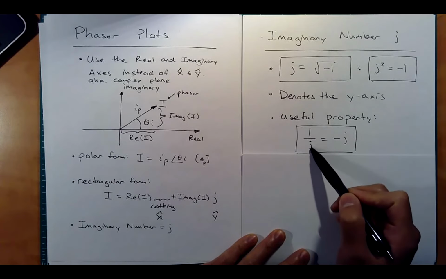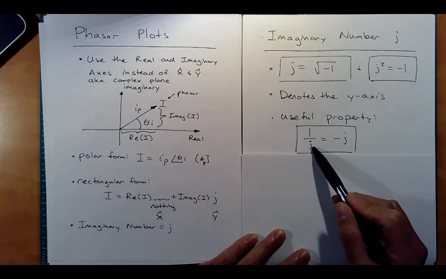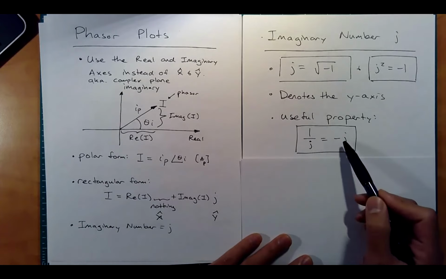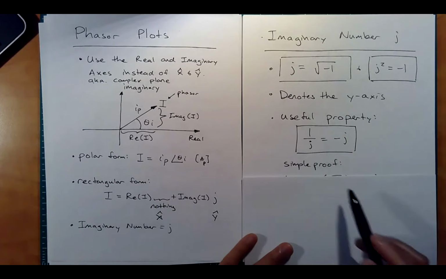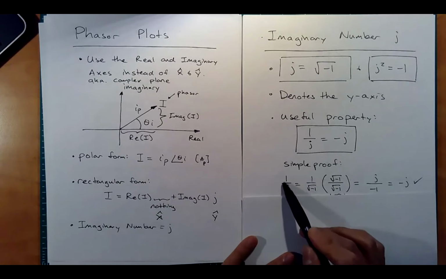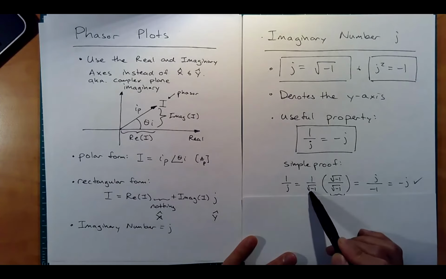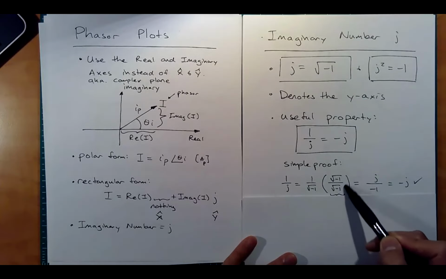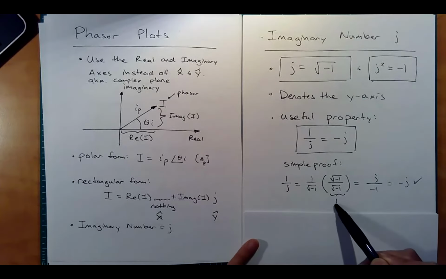Because you might see j on the bottom and wonder, what does that mean? Well, if you just put j on the top and change the sign, that's all it is. And here's a simple proof. If you have 1 over j, which is the same as 1 over the square root of -1, I can multiply the top and bottom by the square root of -1. That's just 1. And what do I get?